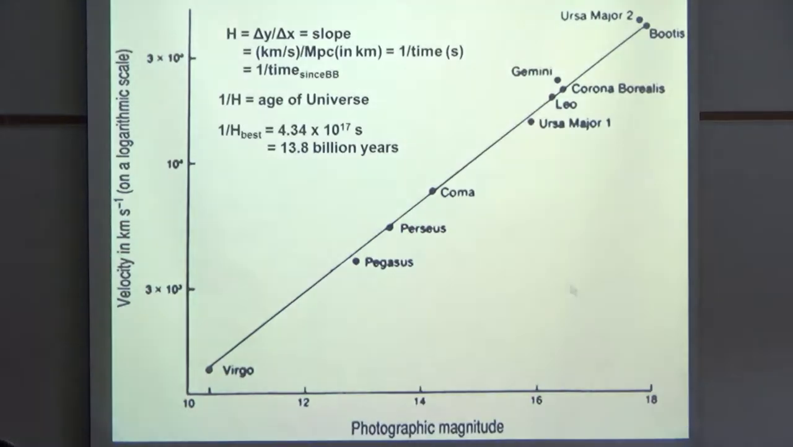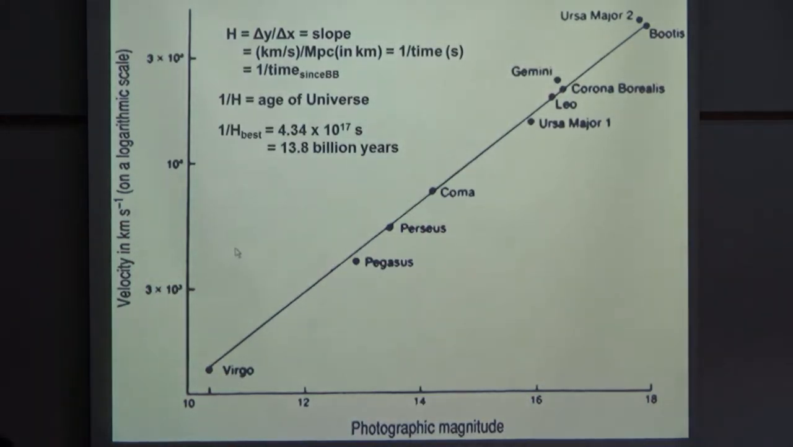This is showing some red shifts. I'll go past this. Now, this is the Hubble diagram. You plot the recession velocity in kilometers per second versus either the distance or photographic magnitude, the brightness of an object.